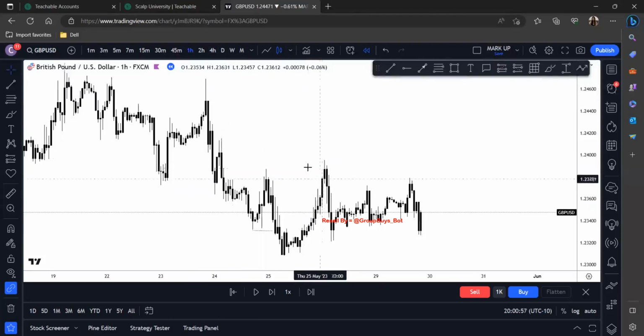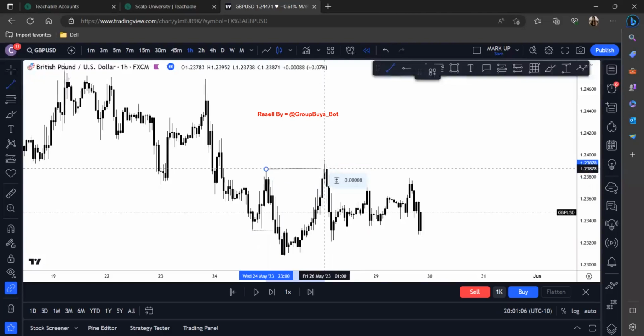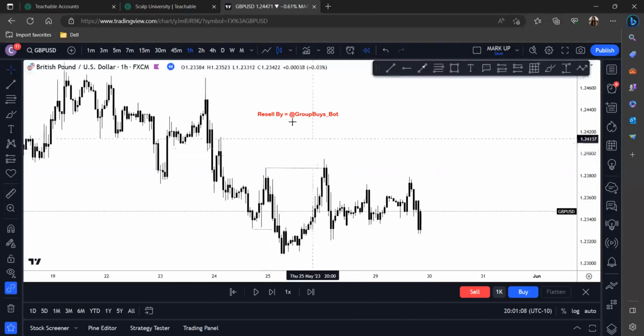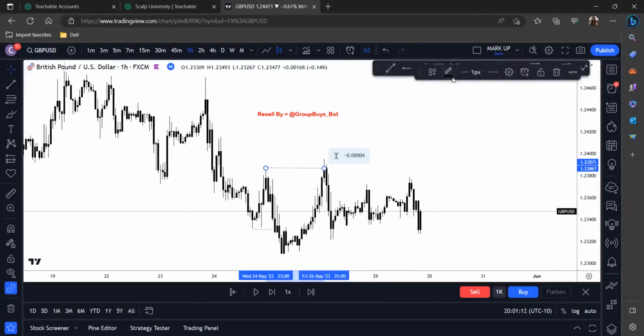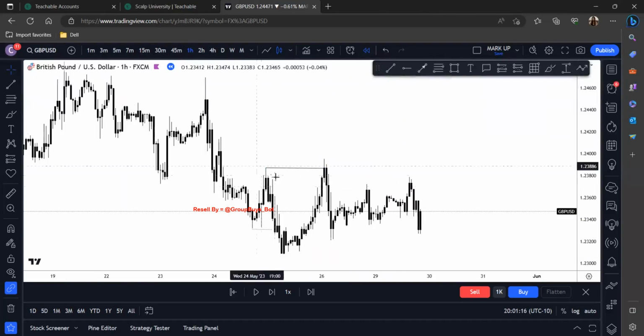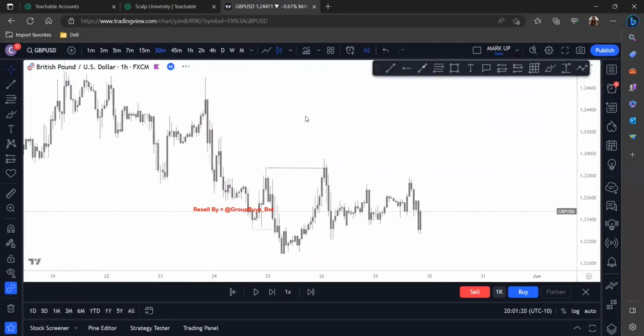I wouldn't consider this a break of structure on the 1 hour just because it got broken by a wick to wick. Normally what I look for is price getting broken by the candlestick body. So I'll drop down to a lower time frame just to see if we do find a body breaking this, and that would confirm we're pushing bullish.